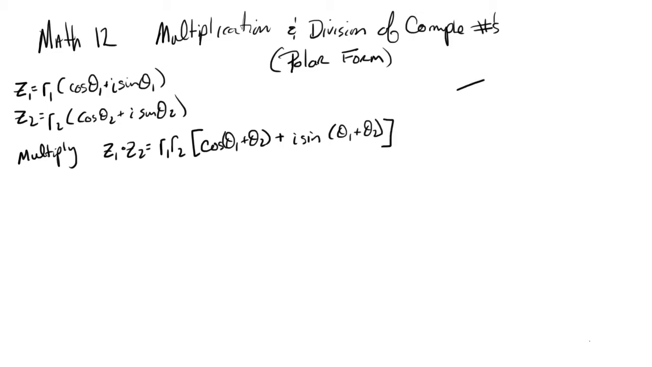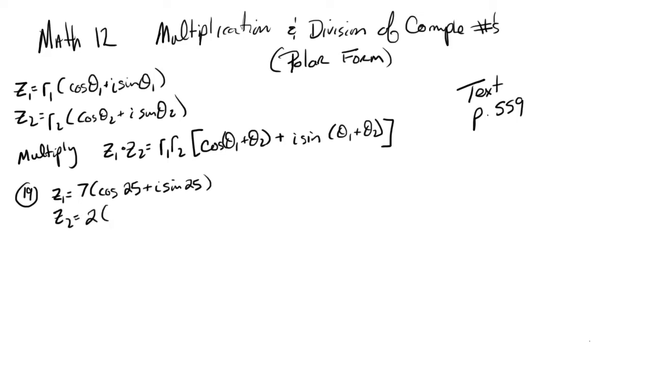So we're going to use our textbook. So it'll be textbook, page 559. And we're going to do two problems for multiplying. So this is question 19 in your book. So they say Z1 equals 7 times cosine of 25 plus I sine 25. And Z2 is 2 cosine 130 plus I sine 130.